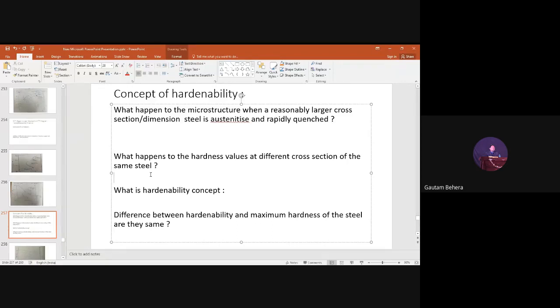Why? Because of different microstructure, right? Surface is having martensite, so it will be having maximum hardness value. But if you slowly go down to the center, the hardness will decrease and it will be minimum at the center or at the core.